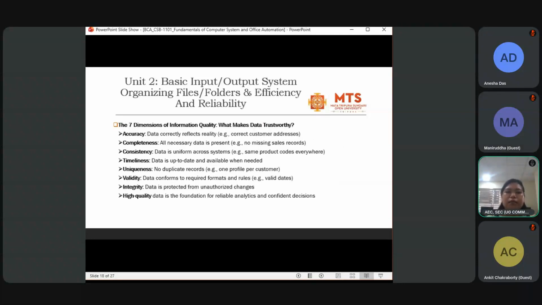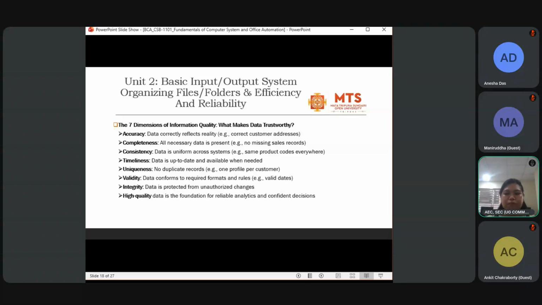Next, the 7 dimensions of information quality. There are 7 dimensions of information quality. What makes data trustworthy? Okay. If you get any random data, like AI might give, you can't always rely on AI. You always have to cross check the data.